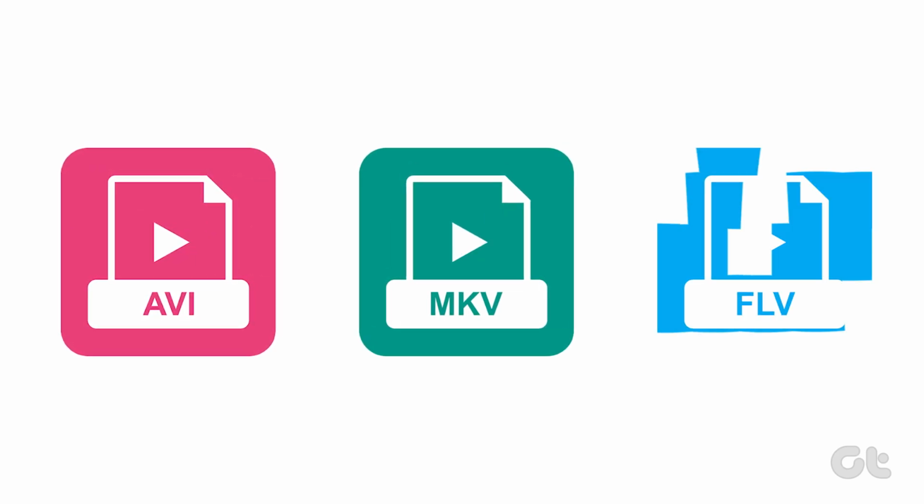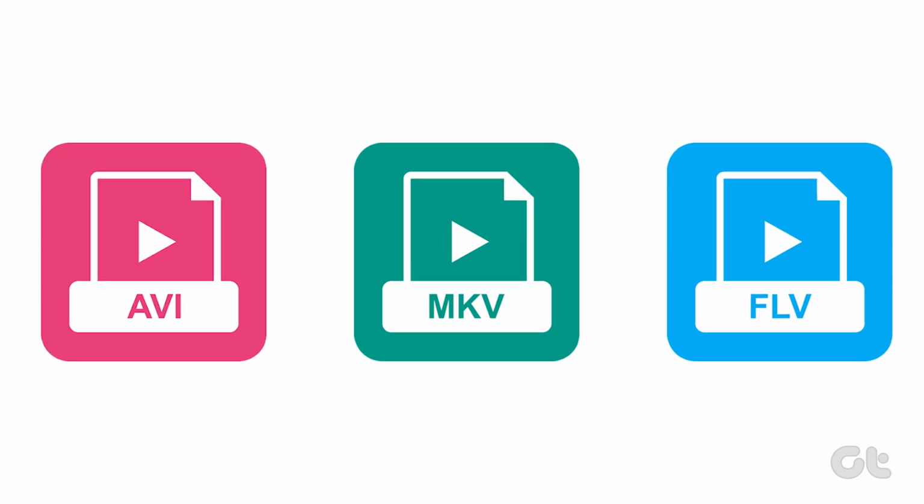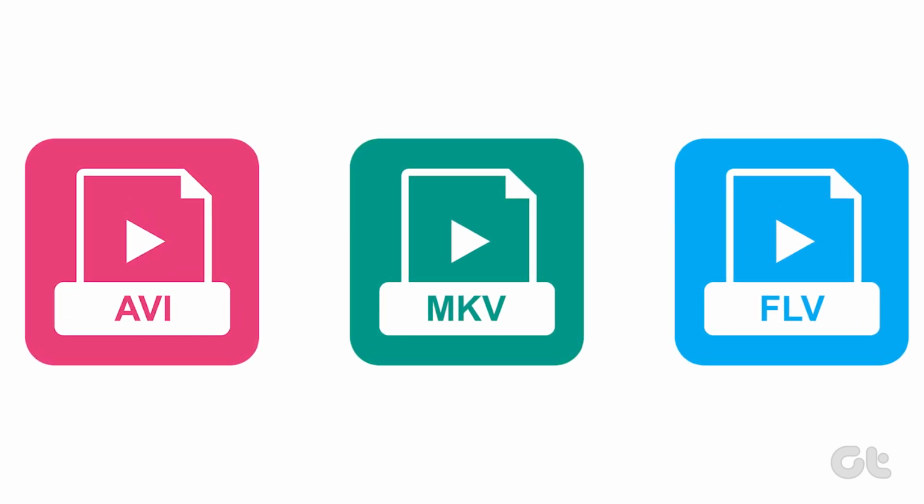Sometimes the videos you download in Telegram won't play on your Android phone. That's because select video files such as AVI, MKV, or FLV may not work with the default player on Android. Here's how to fix that.